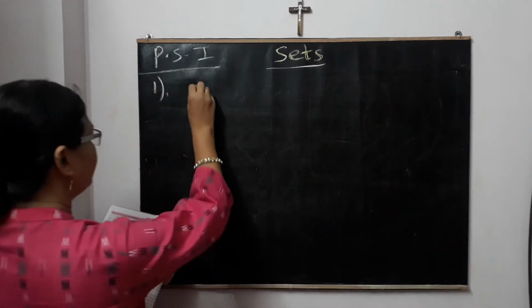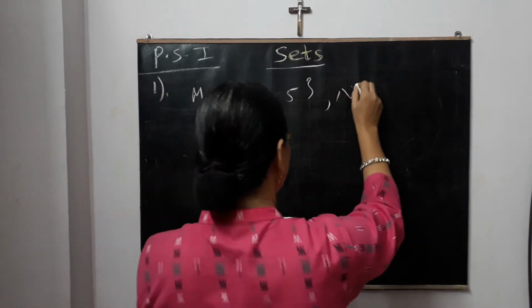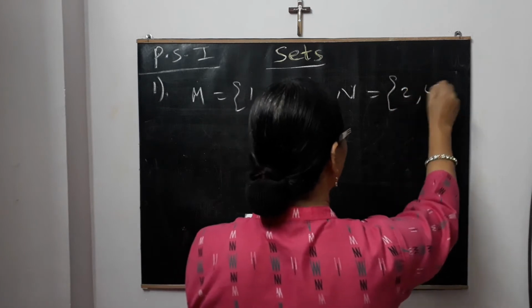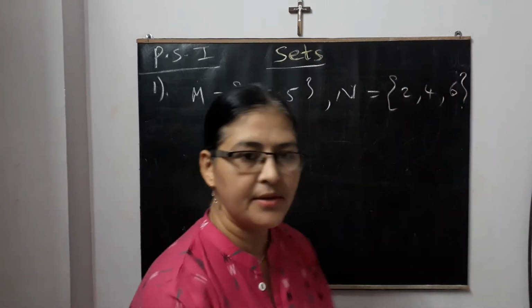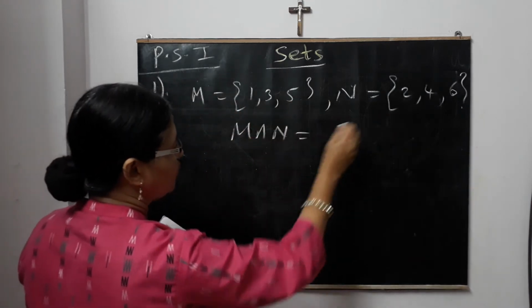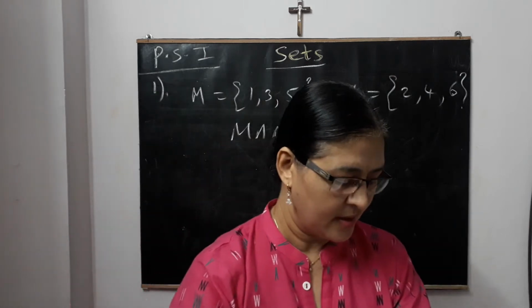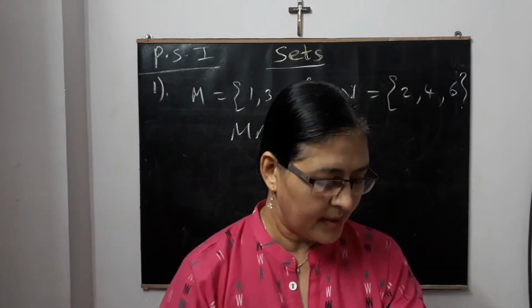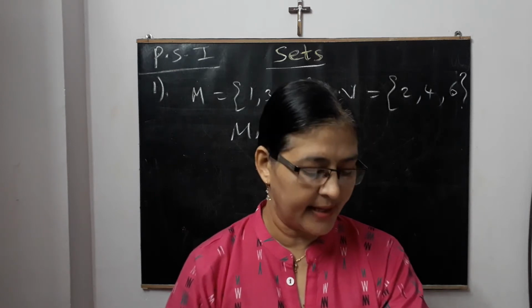So what is given? M is a set of 1, 3, 5 and N is a set of 2, 4 and 6. They have asked you to find M intersection N. See whether there is anything common. Nothing is common, so it will be the null set, that is option C.